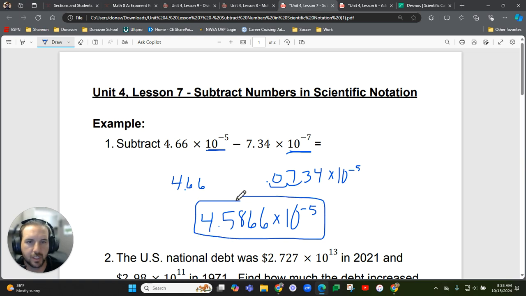Just as a reminder, I just subtracted the coefficients. So I took this number and subtracted this number, which, by the way, is 0.0734. And then I just left the exponent, the power of 10, the same.